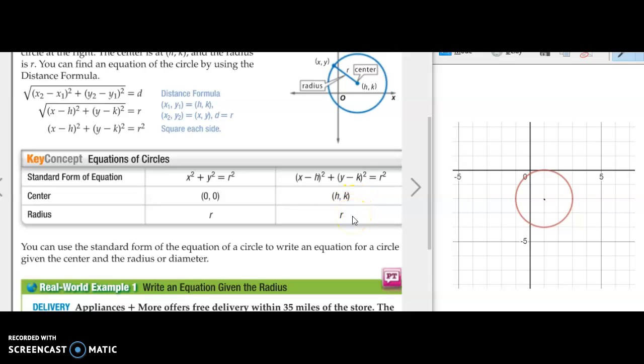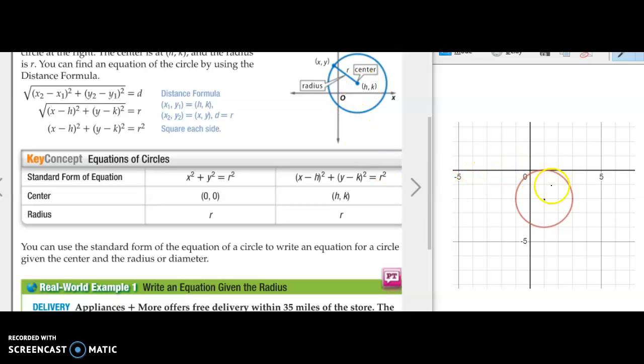Now here's what you need to notice. In the formula, it's going to give you r squared. So you're going to have to square root that number to figure out what the radius is, or square that number when you plug it into the formula. And then again, notice that h and k are opposites of what we think. Okay? All right, so let's do an example.